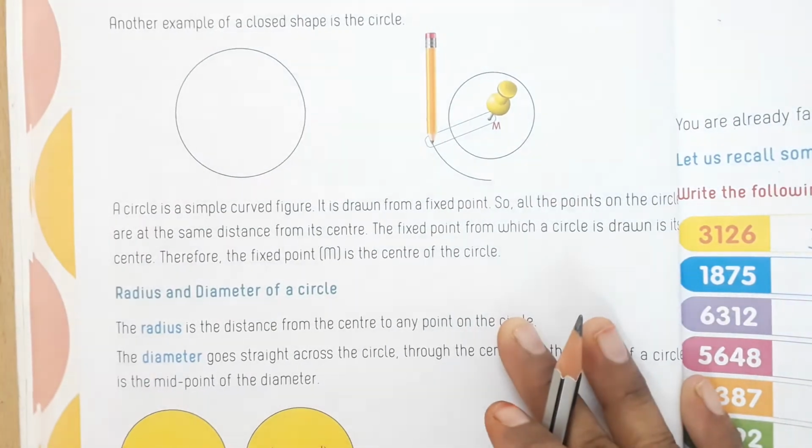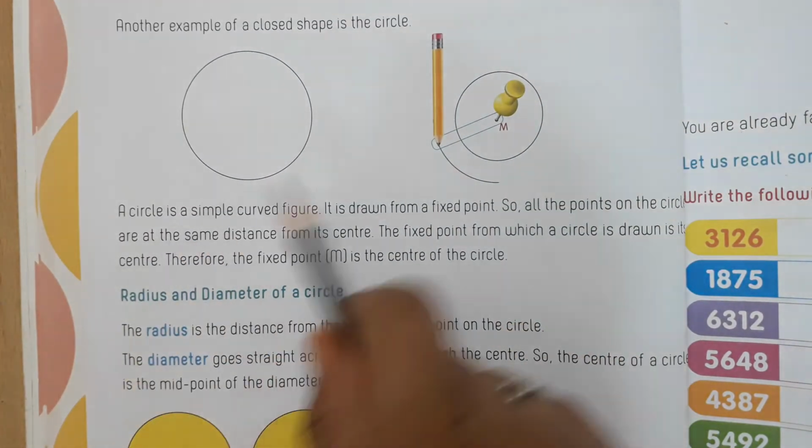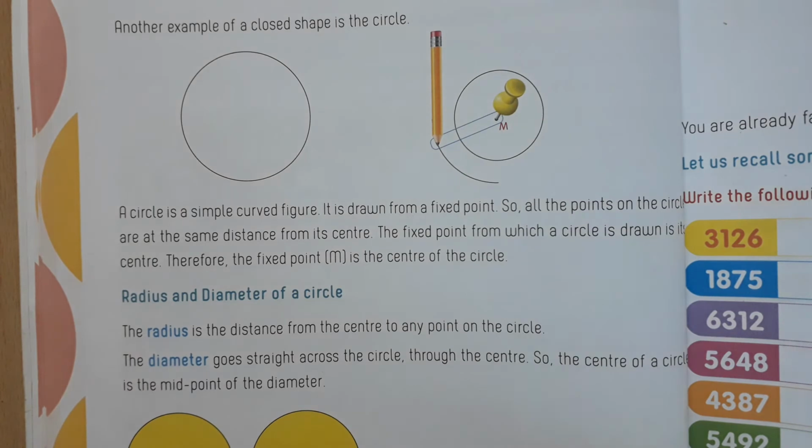For example, a circle is a closed figure. Is a circle a closed figure? Yes, a circle is a closed figure.